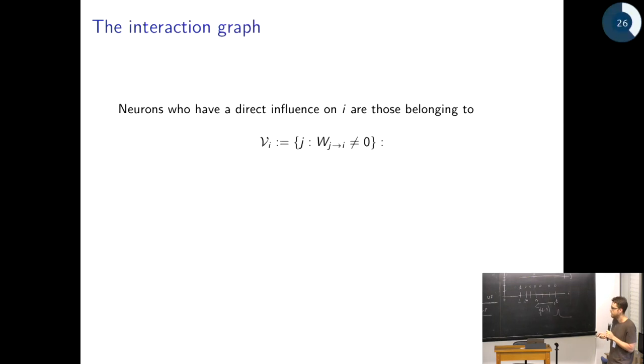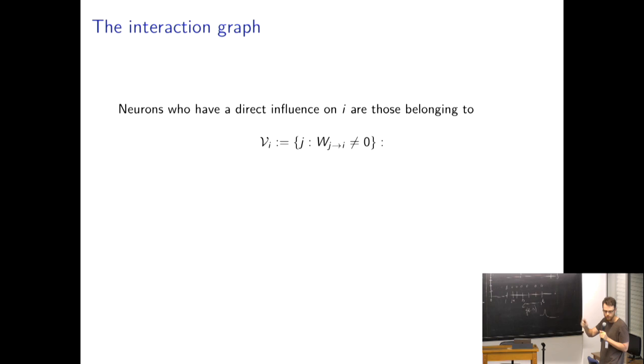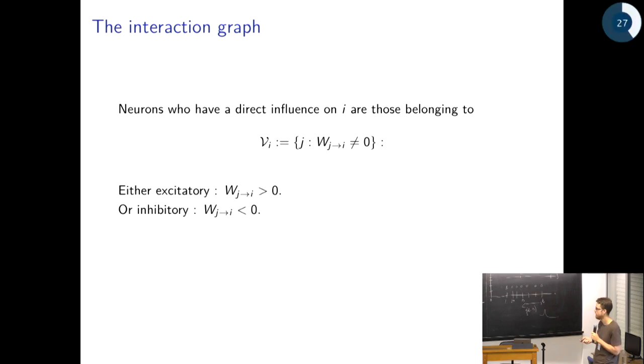Okay. So what I want to do now, I don't know how much time do I have. Okay, good. So I just want to present for the GL model what we could define as a graph of interactions and propose just one possible estimator for this graph of interactions, okay? So for us, I could define VI. Remember, these are the synaptic weights. I could take the set of neurons in which this synaptic weight is different from zero. Remember, this can be either excitatory, positive, and then we say J is exciting I, or if it's negative, I'm saying that J is inhibiting I.